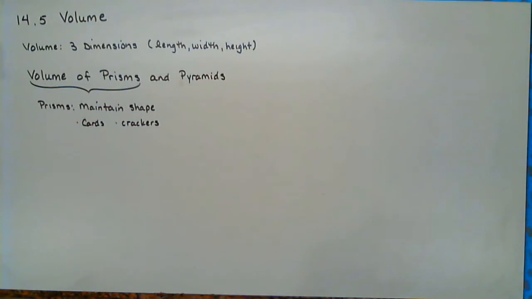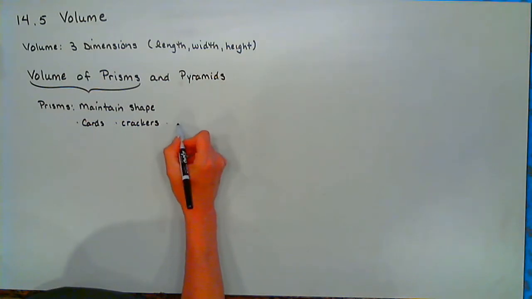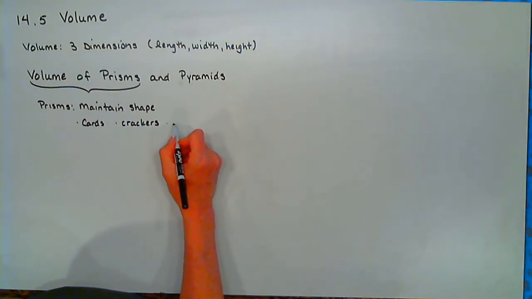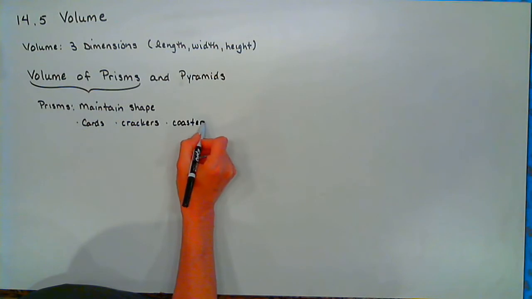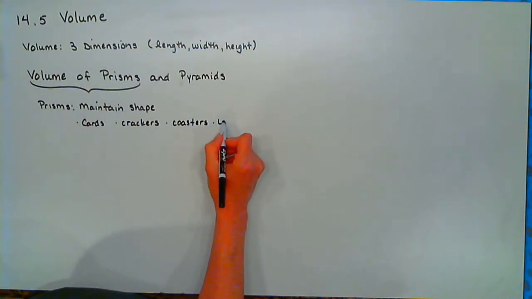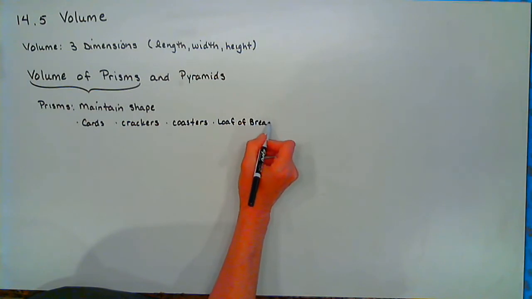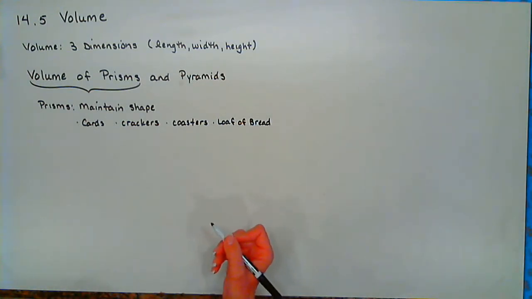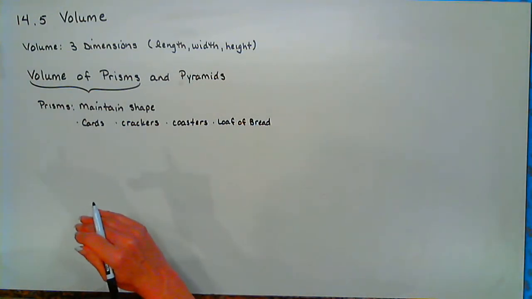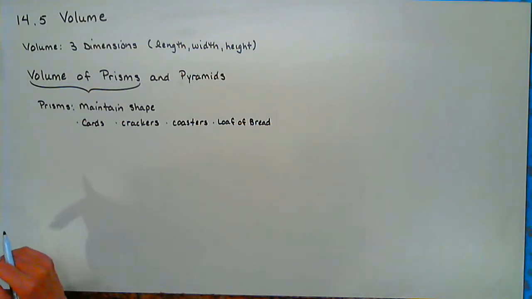All right, so let's take a look at how we find volumes of various solids, because that's what this comes down to. Volume is a solid. So what else did I use here? I used coasters, bread, a loaf of bread. And so those are nice visuals for students to see that when you stack them all individually, you end up with a solid shape. Okay?